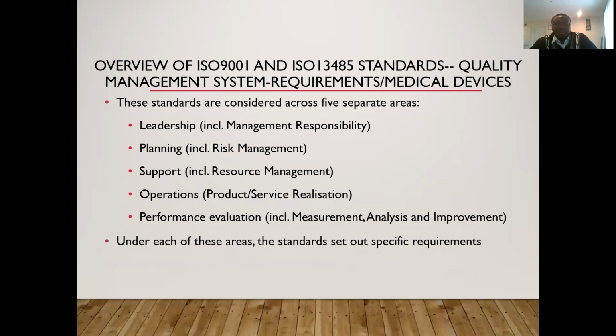So, overview of the ISO 9001 and ISO 13485 standards. These standards consist of 5 separate areas, which are leadership, planning, support, operations, and performance evaluation. Under each of these areas, the standards set out specific requirements. So ISO 9001 and ISO 13485 set out specific requirements for these 5 separate areas.